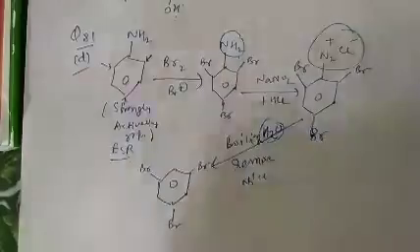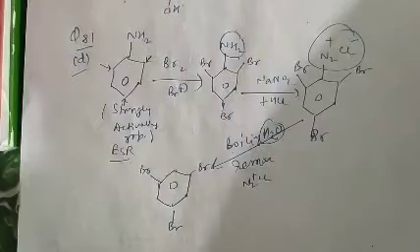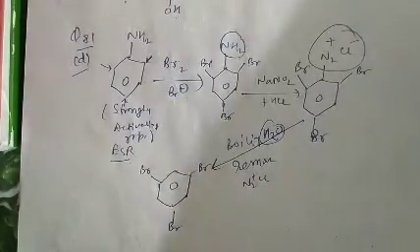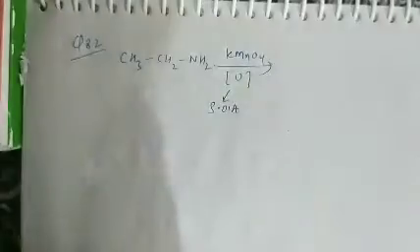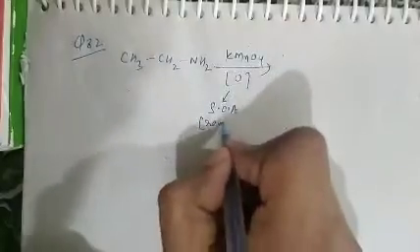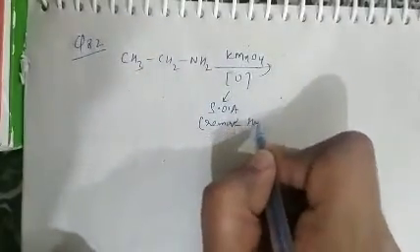See question number 82. In question number 82, what is given there? The question is ethylamine. Ethylamine, that is CH3CH2NH2, when it reacts with KMnO4, as we know KMnO4 is a strong oxidizing agent, therefore it will remove hydrogen.